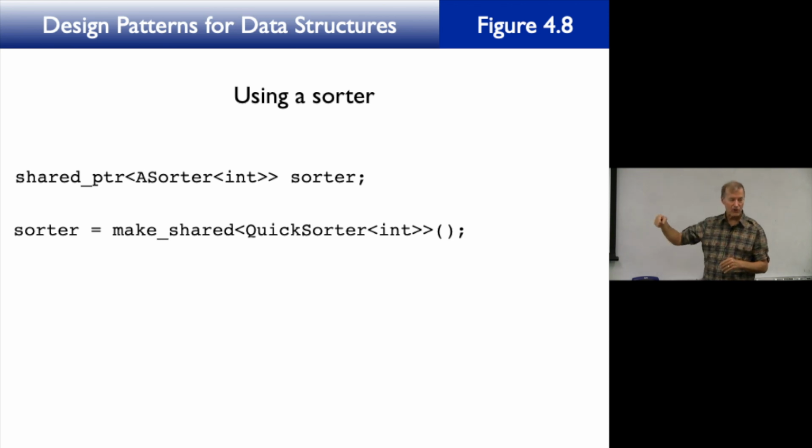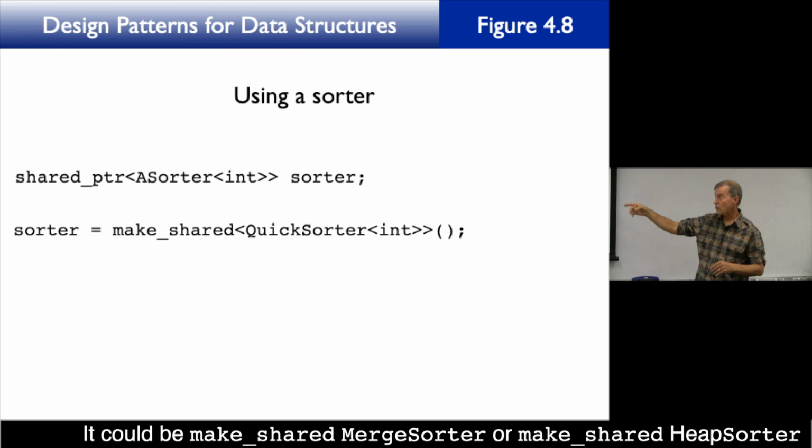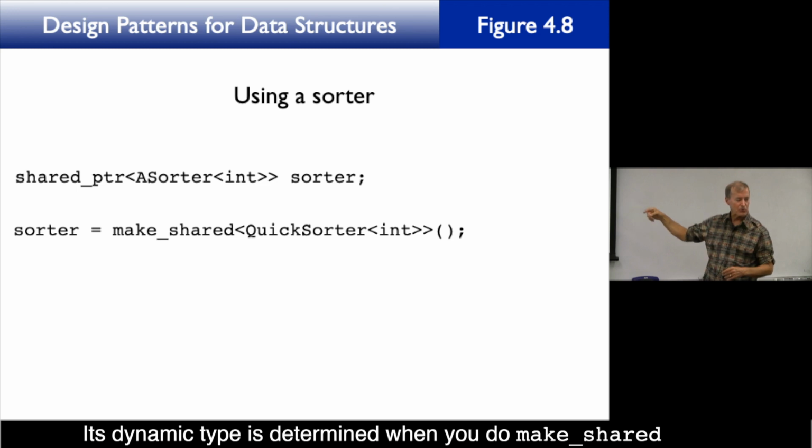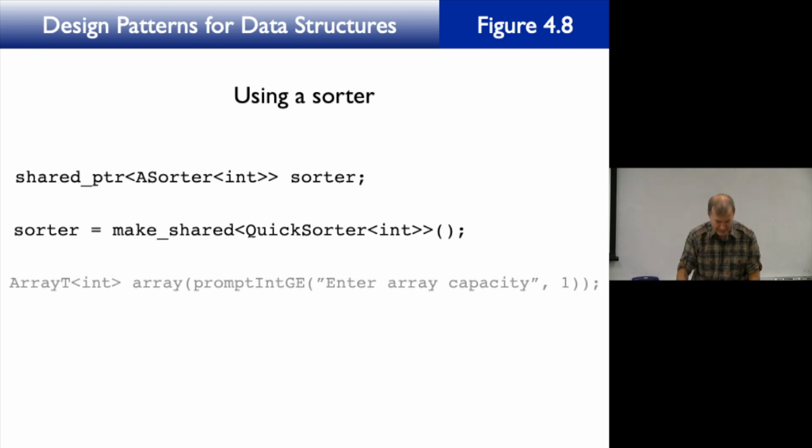So we don't know in the code whether sorter could be new merge sorter, or new heap sorter, or new, you see what I'm saying? That sorter could be anything. But its dynamic type is determined at run time when you do new. But you could new it with anyone. Does everybody see how that worked? So that's a good review there.